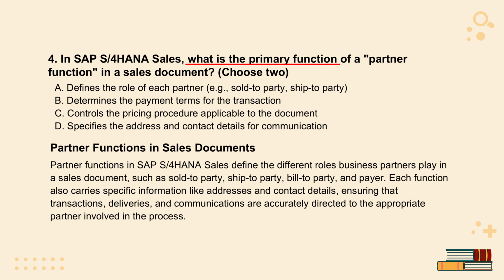B. Determines the payment terms. C. Controls the pricing procedure. D. Specifies the address and contact details for communication. Got it. And the answers are A and D.